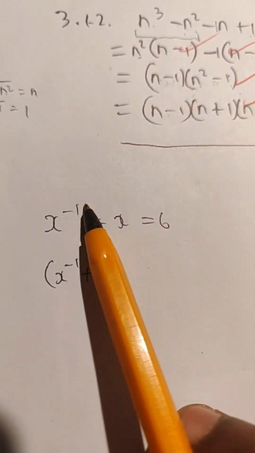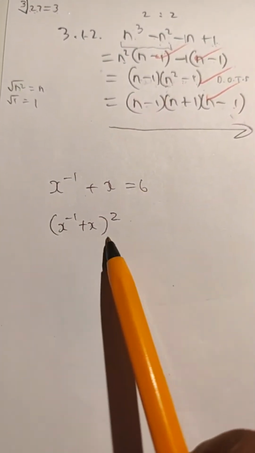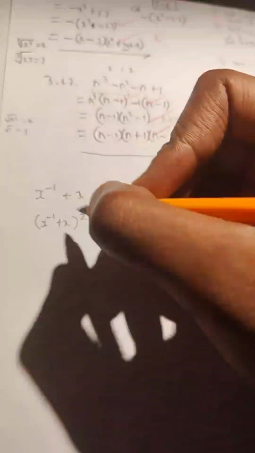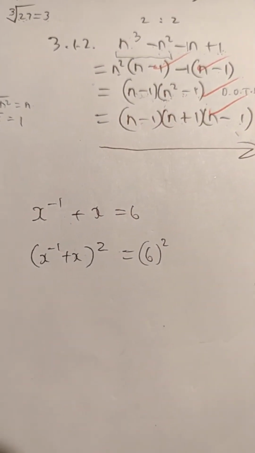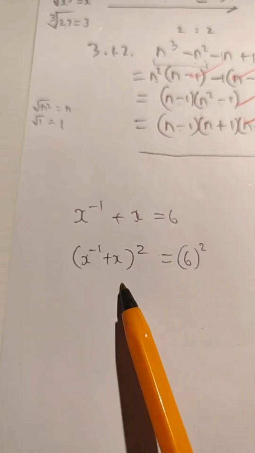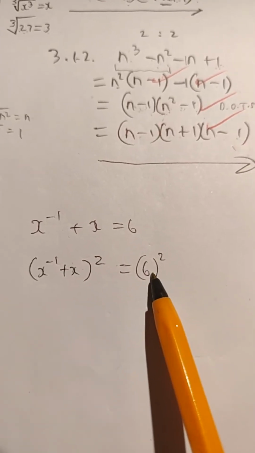What we do on the left, we must do on the right. So something that would make sense would be to take x to the power negative 1 plus x and square it on the left hand side. But remember, if you are going to square x to the power negative 1 plus x on the left, then you need to square it on the right so that it is balanced for an equation. Do you see where I'm going with this? Square it on the left, square it on the right.